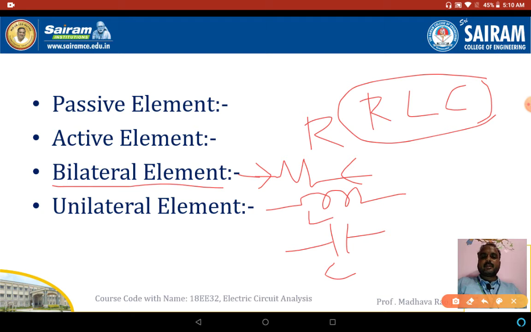What is meant by bilateral elements? The elements which conduct current in both the directions are known as bilateral elements. Examples are R, L, C: resistor, inductor, capacitor.